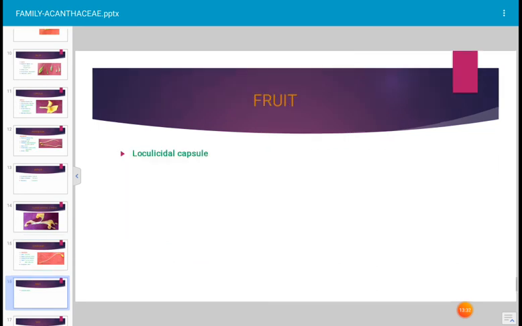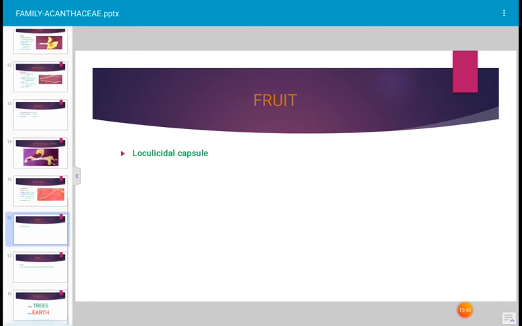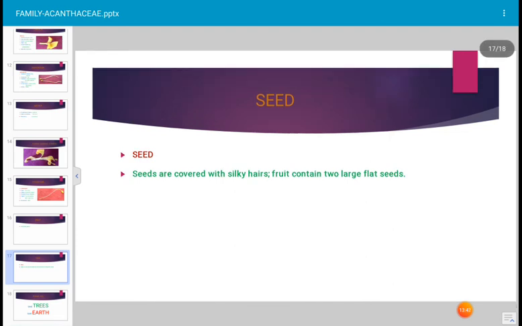Next slide. Capsule type of fruit. The fruit is a loculicidal capsule. Seeds are covered with silky hairs. The hairs are present on the seeds, and the silky hairs help in dissemination of the seeds from one place to another. There are 2 flat seeds in each fruit.